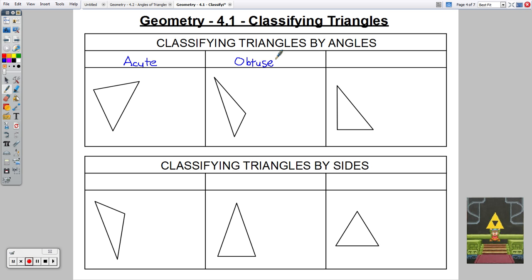And then in this one, I want you to put a little box in the corner for me. That would signify that we have a right angle. Therefore, that is a right triangle. So acute, obtuse, and right triangles. And let's review, write down what makes these what they are. So this is acute because all three of these angles are less than 90 degrees. All angles are less than 90 degrees.